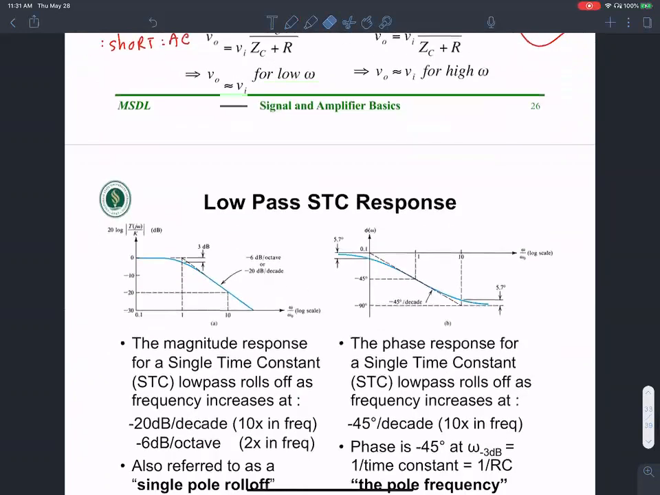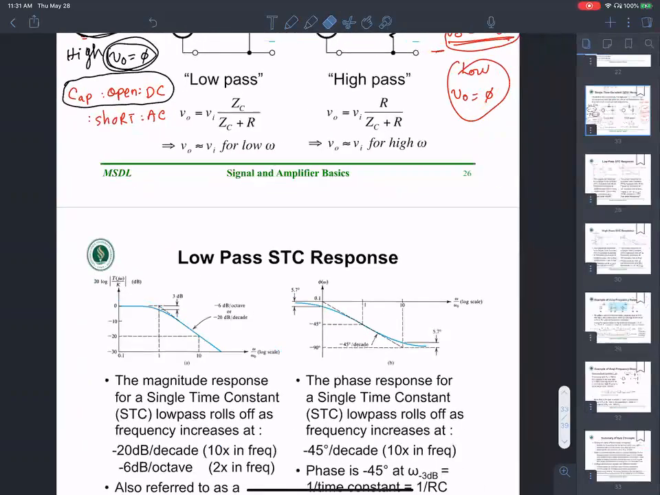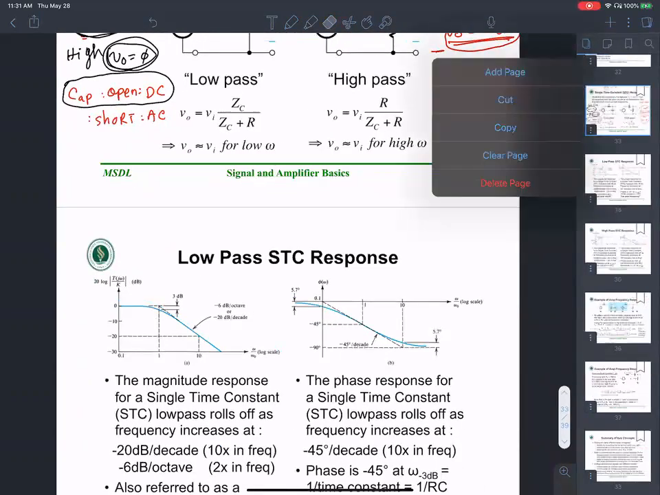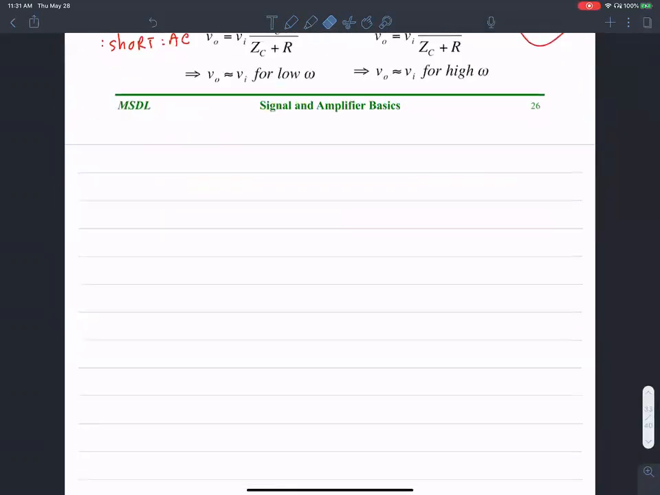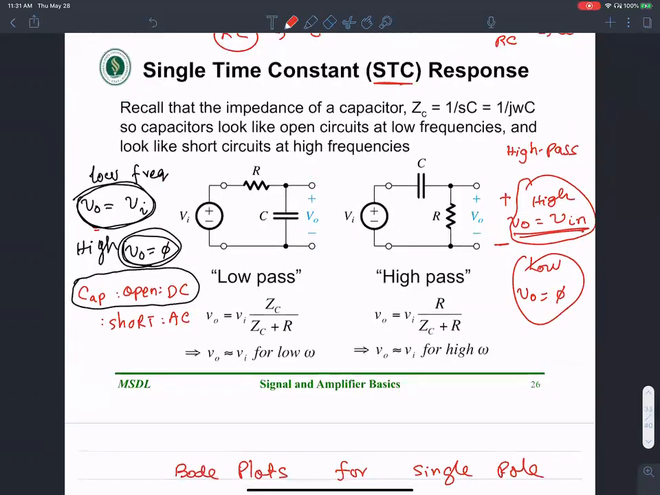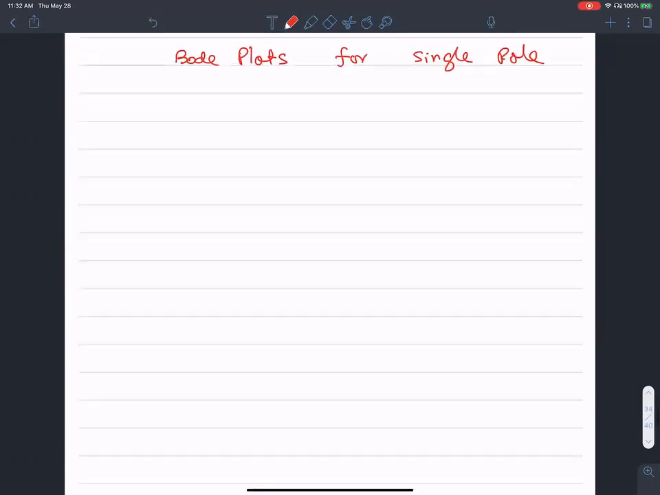Okay, so let's look at the idea of, how much time do I have? 4 minutes, right? I'm going to add a page, and leave you with the idea of the Bode plot for a single pole. Single pole meaning there is just one R and just one C. Single pole, single RC for a low pass filter.